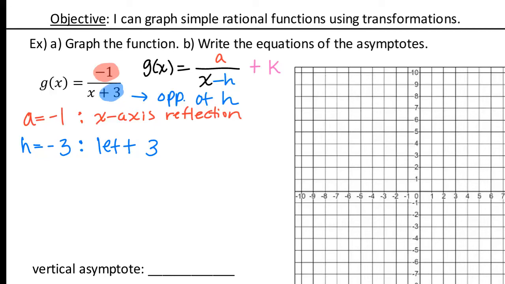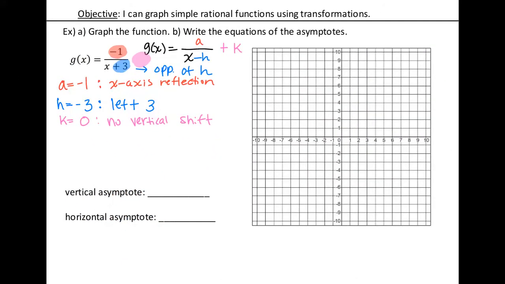And then the k value is after the fraction. So notice after the fraction, I don't have anything there. So my k value in this example is actually 0. And because that's a 0, that means I don't go up or down. So in this case, there's no vertical shift. I don't go left or right. I'm sorry, I don't go up or down. There's no vertical shift.